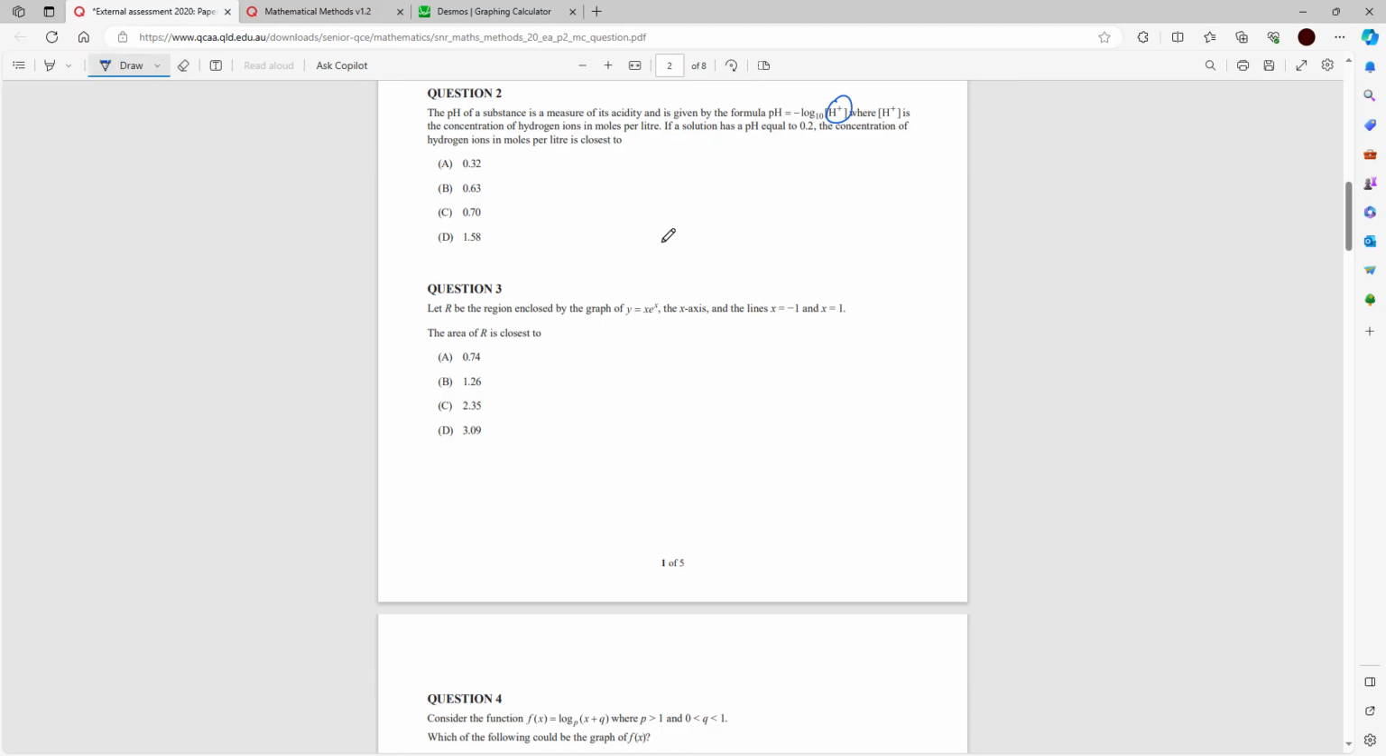We have pH equals negative log base 10 of the hydrogen ions. Rearranging that into an exponential, the hydrogen ions is equal to 10 to the negative pH, and you're told the pH is 0.2. So what you put in your calculator is 10 to the negative 0.2, and that's going to give you roughly 0.63, which is B. That's how you would answer question 2.